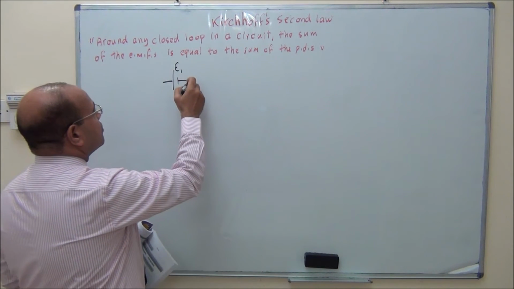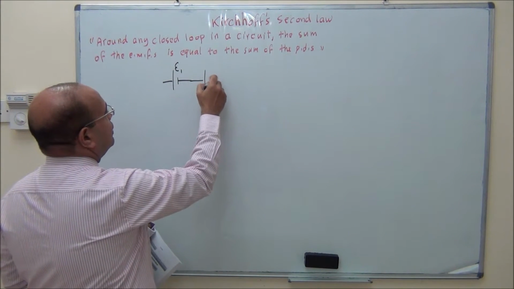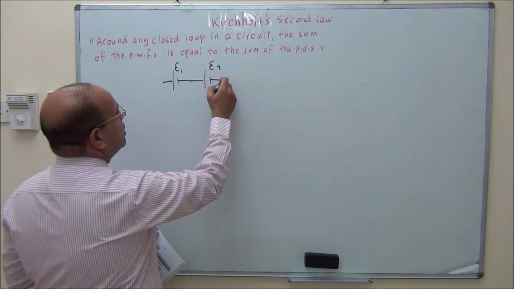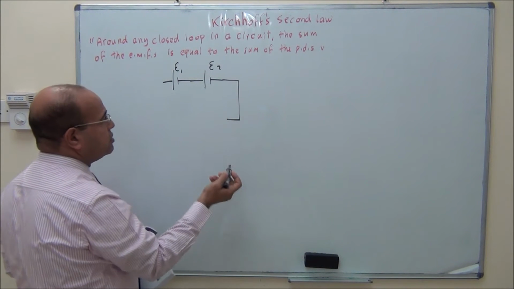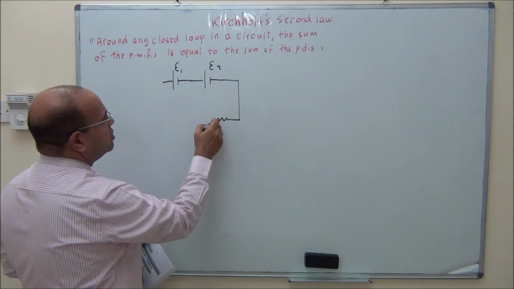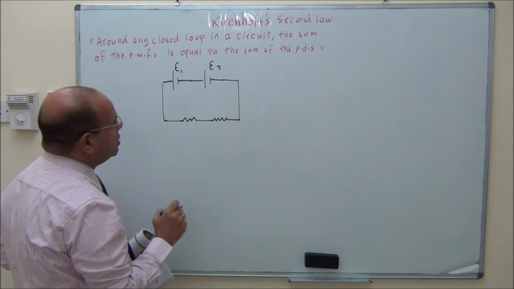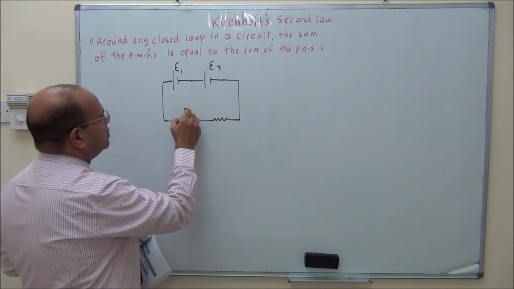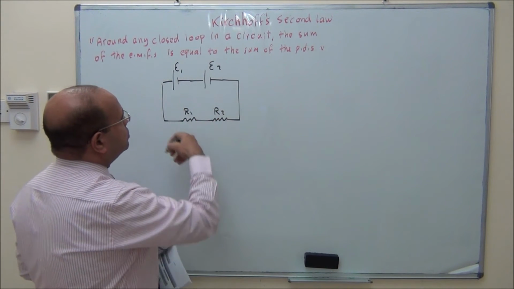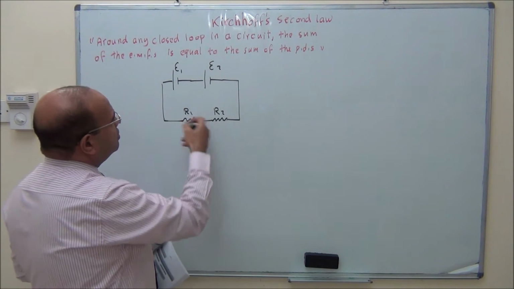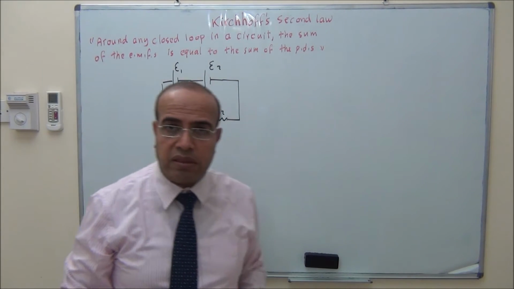This is E1. Another one, this is E2. And then we have a resistor. It's like this. So this is R1 and this is R2. The current through this circuit is I.